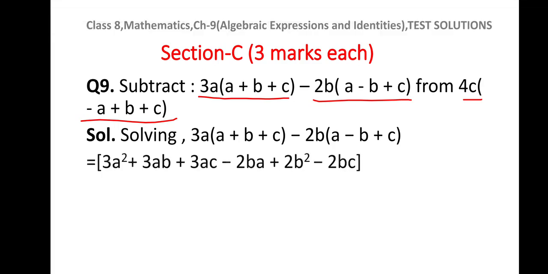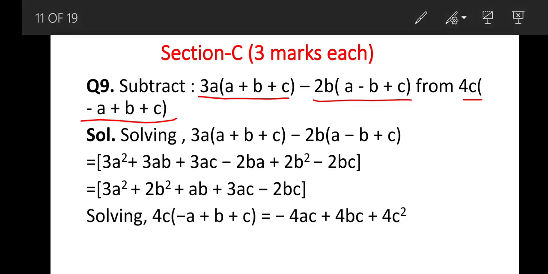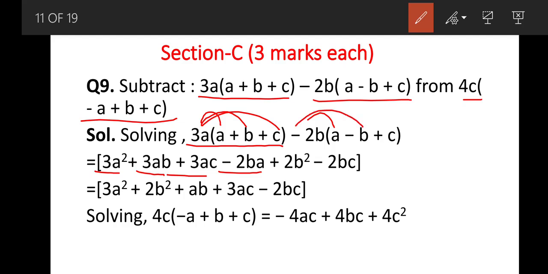So let us see the steps. These are the steps I am writing, showing the steps first and then I will explain. First of all, I need to multiply 3a by every term inside the bracket. 3a into a, 3a square; 3a into b, 3ab; plus 3a into c, plus 3ac; minus 2b into a, minus 2ba; minus 2b into b, plus 2b square; minus 2b into c, minus 2bc.